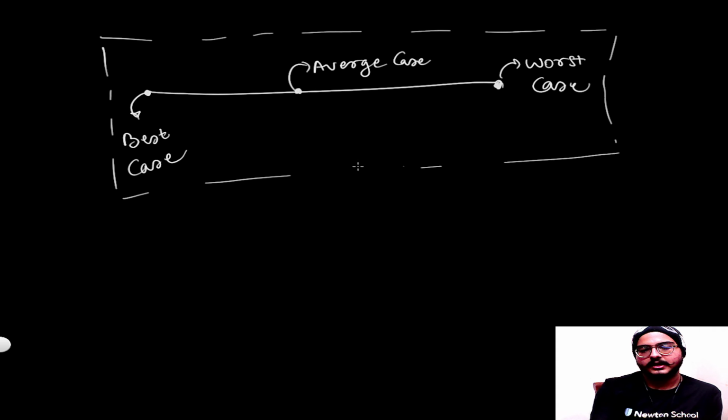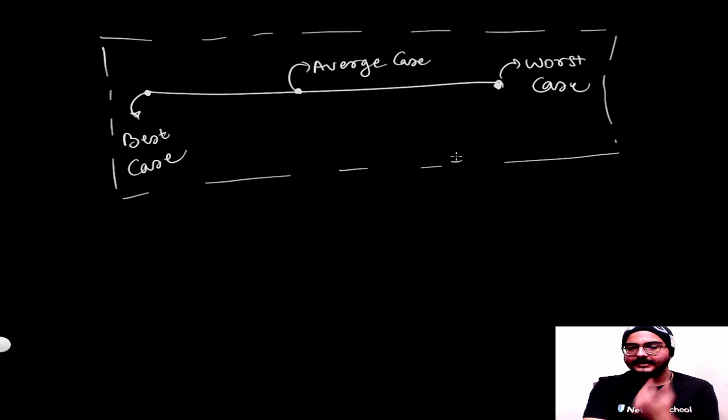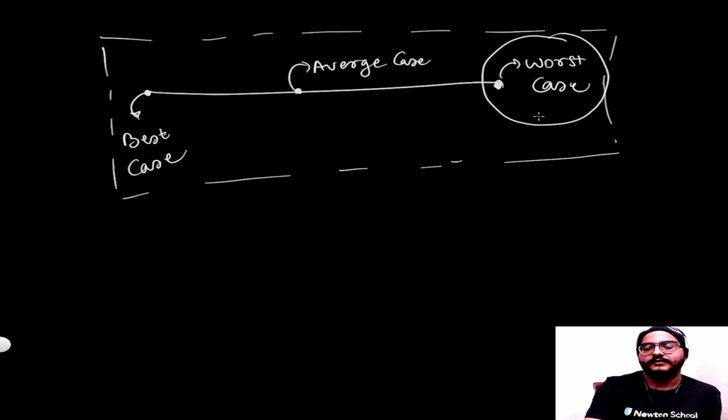So this thing we have to keep in mind, how the functions are analyzed: best case, worst case, and average case. Now when you are designing a particular problem or particular function, we are always interested in the worst case. We are always interested in the worst case. Why?